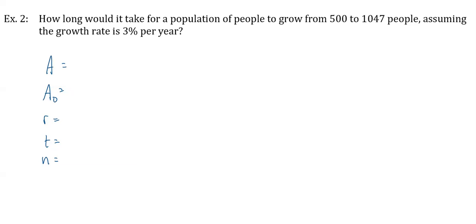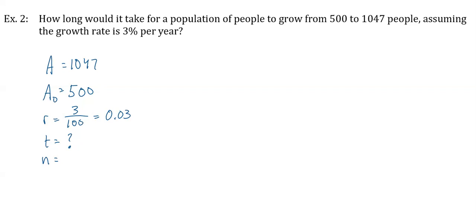So when I look through this, I see it's starting at 500. That's where it's starting from, and it's going up to 1,047. That means it's growing. So I'm going to be adding the rate. The rate is 3% per year. How do we do that? We do 3 divided by 100, 0.03. T is what we're looking for. It says how long would it take, so I know I'm solving for time.